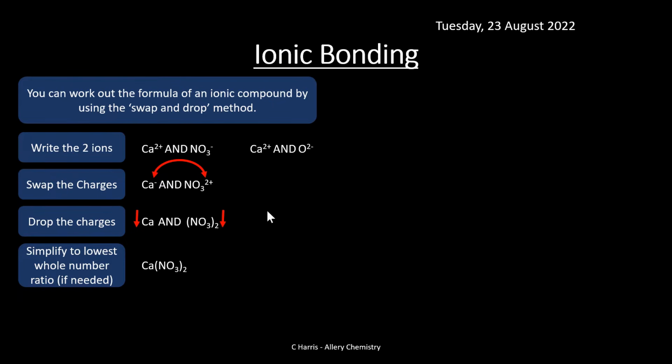Let's look at another one. Let's look at calcium and oxygen. Follow the same method. Swap the charges over, 2 minus and 2 plus. Drop the charges, Ca2 and O2, so take the little negatives and positives away. And then in this case, we do need to simplify it to its whole number ratio, the lowest common denominator, I suppose. In which case, this is CaO, so that's calcium oxide. Okay, so that's the formula for calcium oxide there.